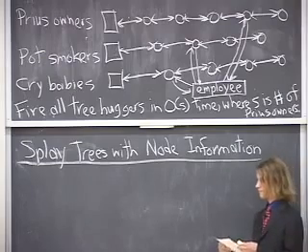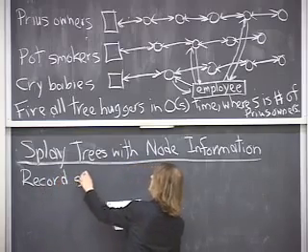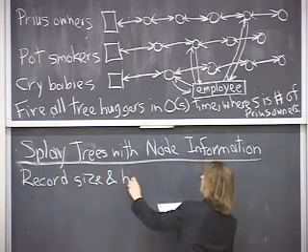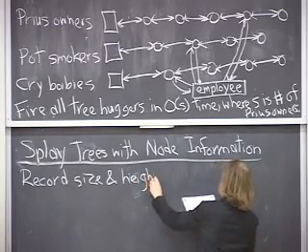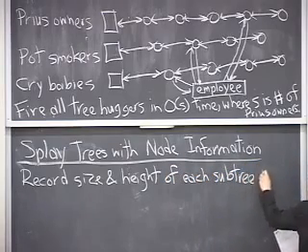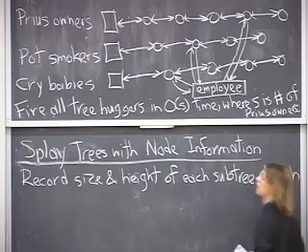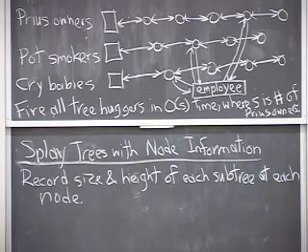So let's look at one way to do that. The first idea is that we can record things like the size and height of each subtree at each node. So every tree node is going to have two new fields, a size field and a height field, which tells you the number of nodes in that subtree and the height of that subtree that's rooted at that node.